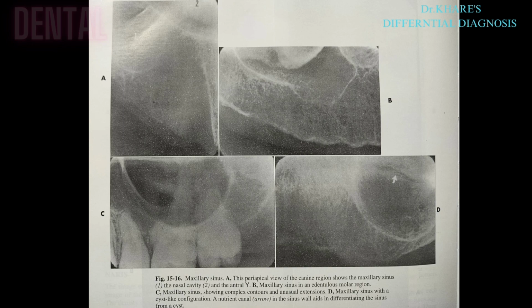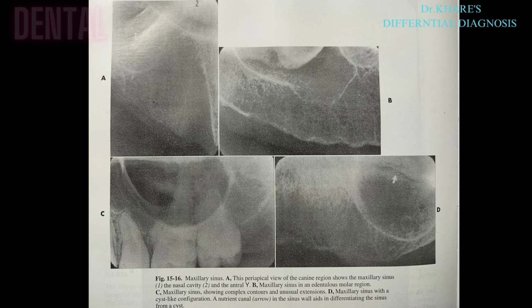These are the IOPAs showing maxillary sinus. In the radiograph A, this periapical view of canine region shows the maxillary sinus by number 1, the nasal cavity by number 2, and the antral septum by Y. In the radiograph B, maxillary sinus in an edentulous molar region can be seen.